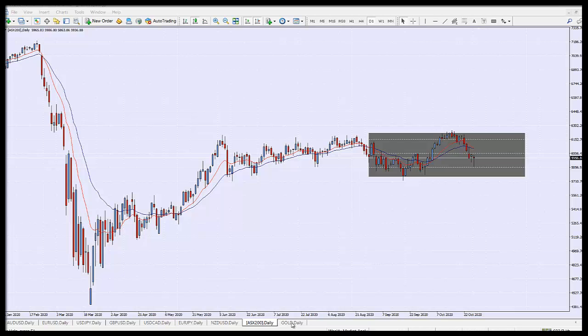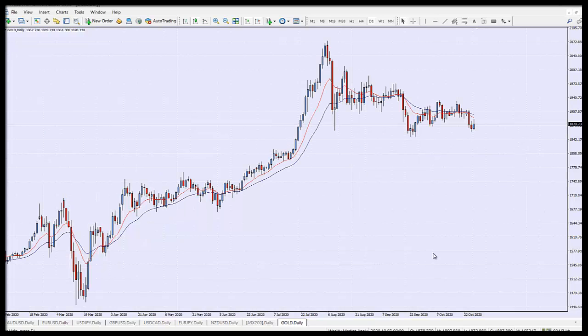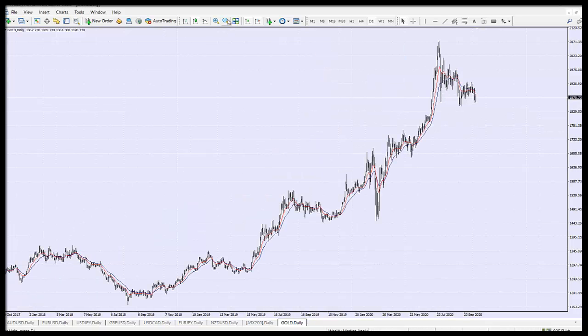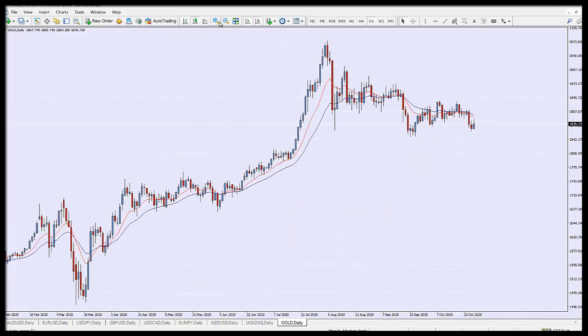Let's look at the final one for the week. Gold. Okay, gold is also in no man's land. Let me just look at a much bigger picture, see if there's any patterns that I recognize. No, look, gold, I've got nothing for you also.